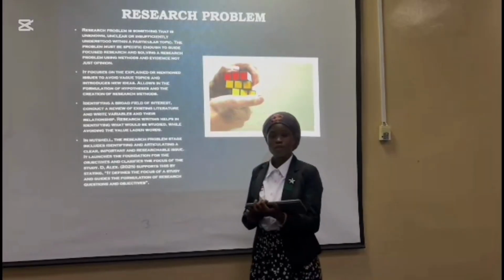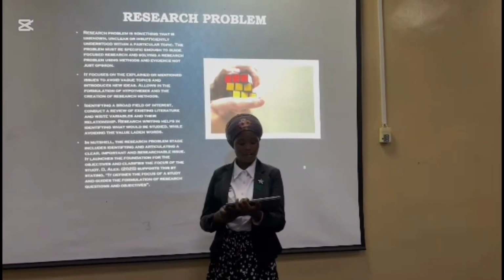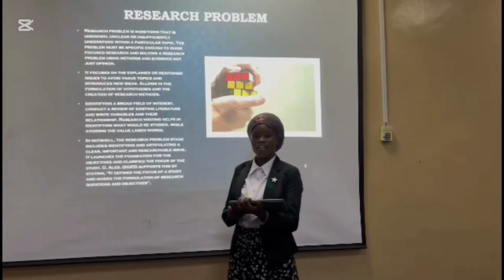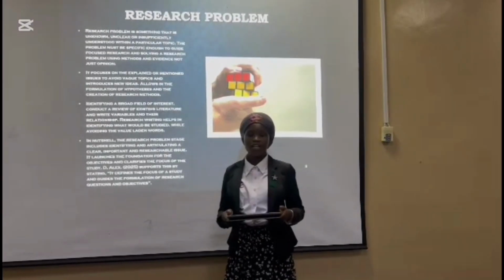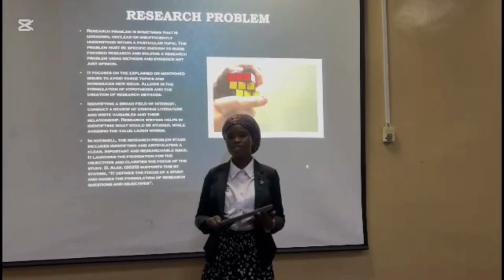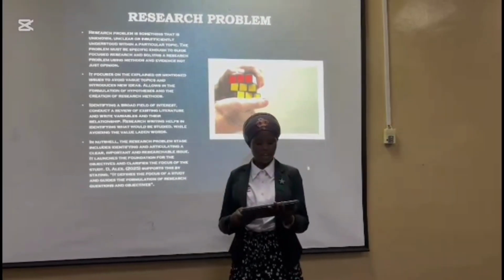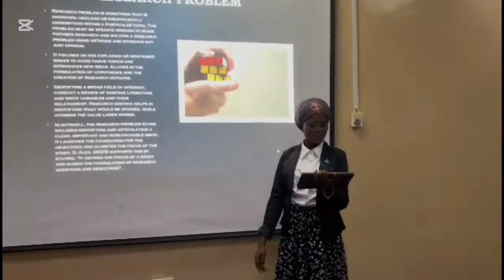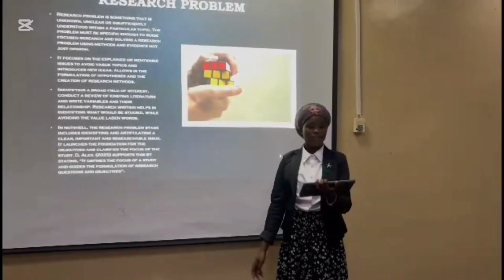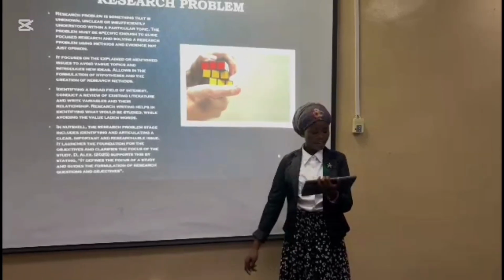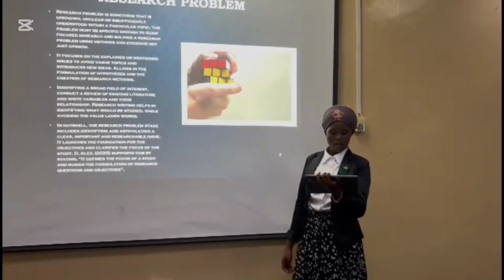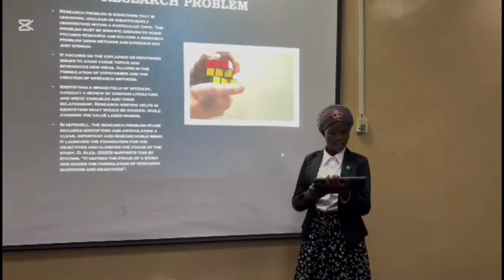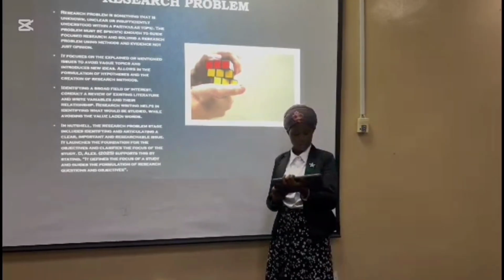Identify a broad field of interest, conduct a review of existing literature, and write variables and their relationship. Research writing helps in identifying what will be studied while avoiding value-laden words. In a nutshell, the research problem stage includes identifying and articulating a clear, important, and researchable issue. It lays the foundation for the objectives and clarifies the focus of the study.